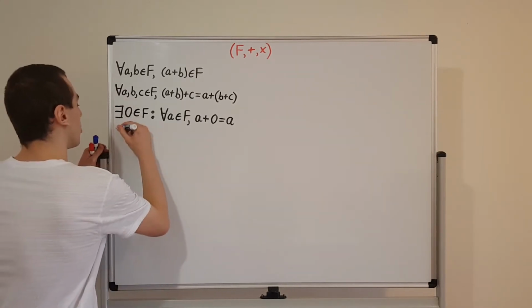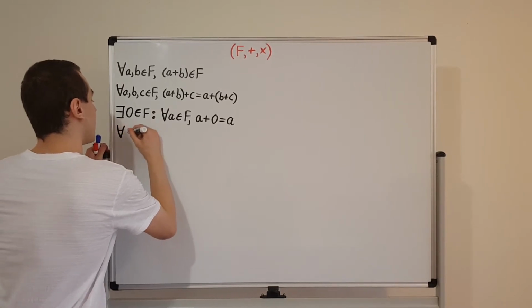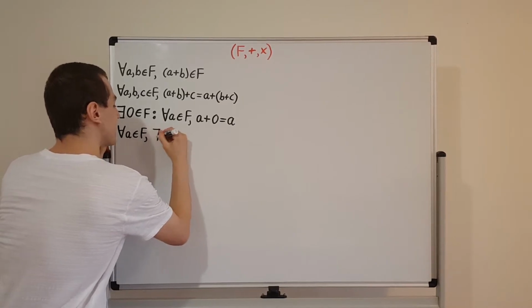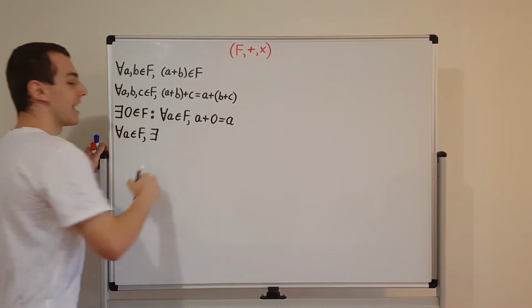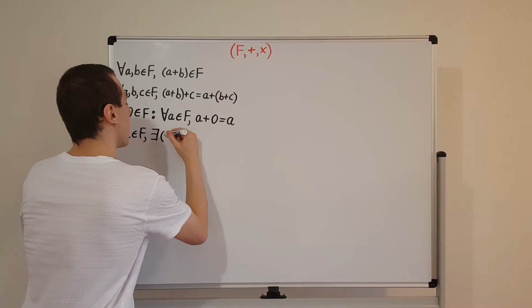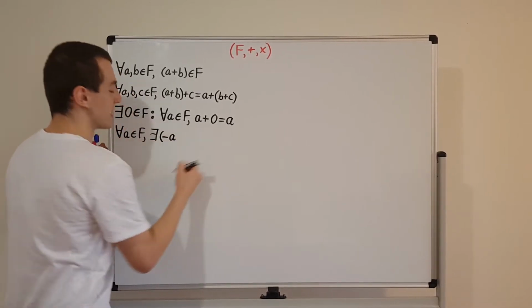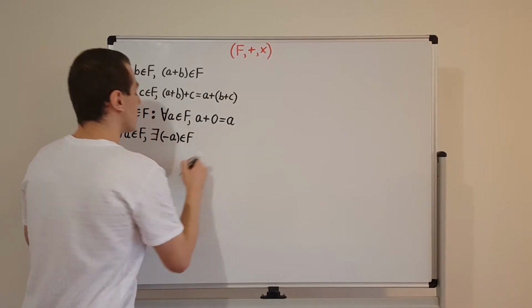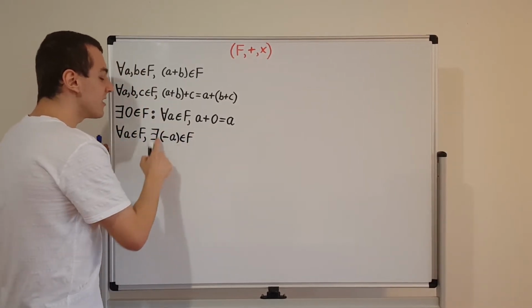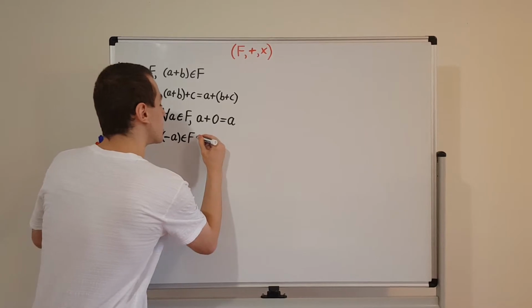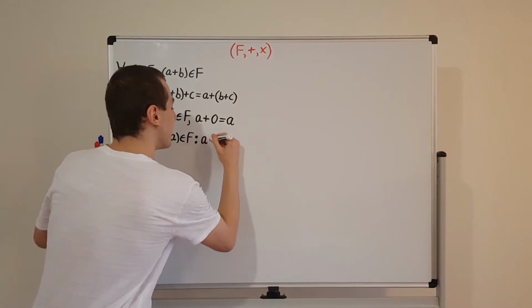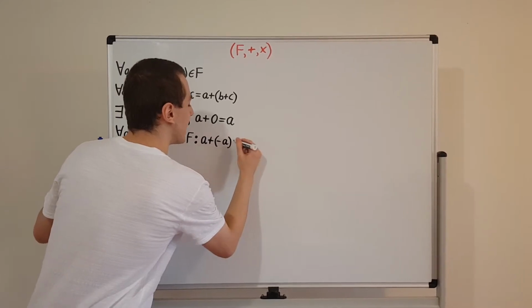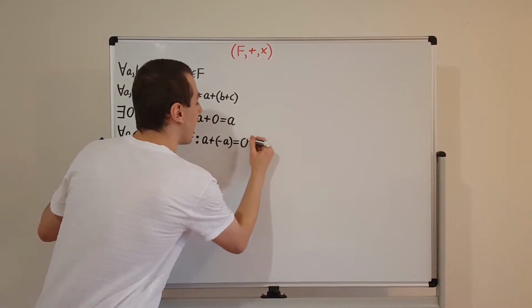So for all a in the field, I want there to exist an additive inverse, which I'm going to denote by minus a, which is the same as negative a, and that also has to be inside the field. So there exists an additive inverse in the field such that if I take a and I add it to its additive inverse, that's going to give me back the additive identity.